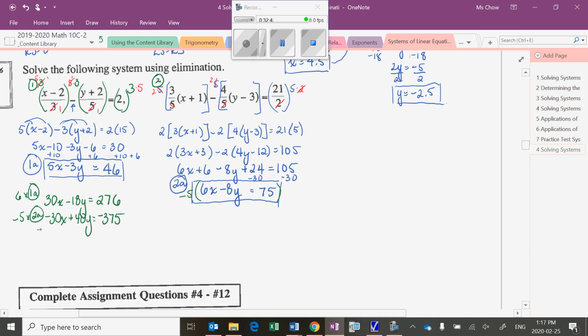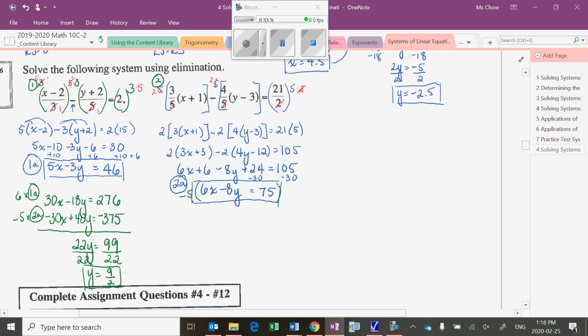And then since we've got the opposite x values, we can go ahead and add our new equation. So 30x and -30x is 0. Negative 18y plus 40y is positive 22y, and negative 375 and positive 276 is equal to -99. So we'll divide both sides by 22. Unfortunately, it doesn't divide nicely, but it does reduce. So we'll divide them both by 11. So y is then 9/2.